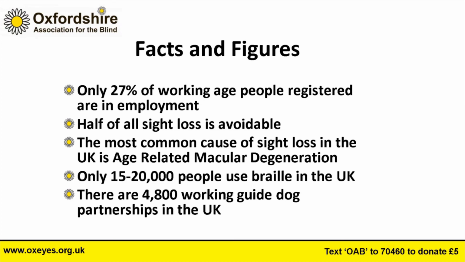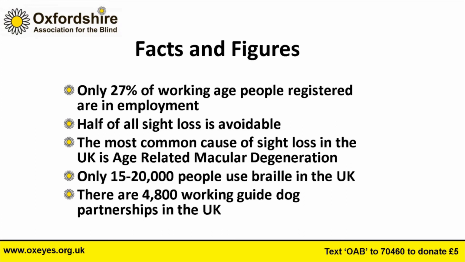So 27% of working age people registered are in employment. I want to just say it's probably gone down now due to everything that's going on. So that's very few working age people who are visually impaired who have a job. And this is, again, one of our aims when we're working with people of that sort of age: to give them skills, give them confidence to get out there, get into work. There are a lot of barriers, and we work with companies, creating awareness in employment.